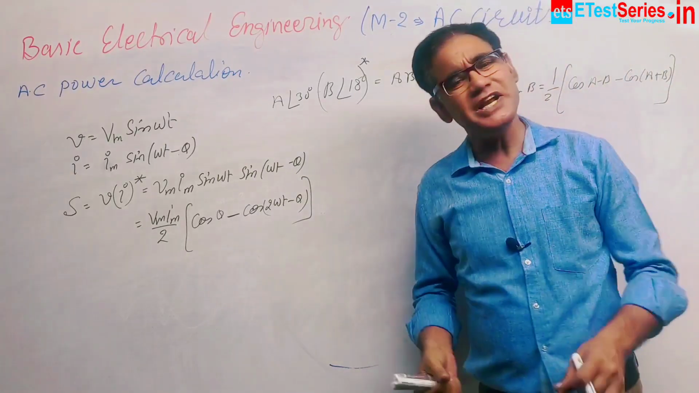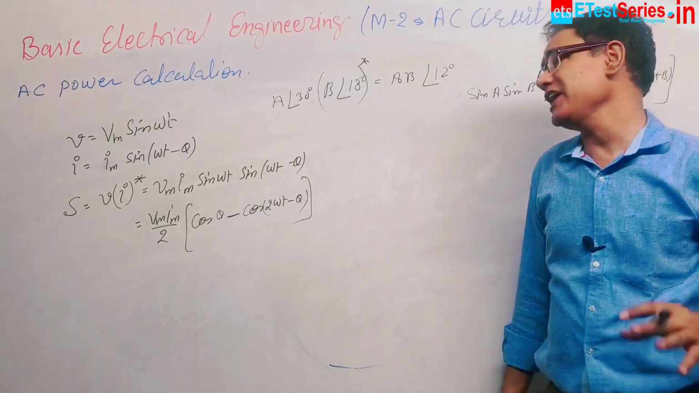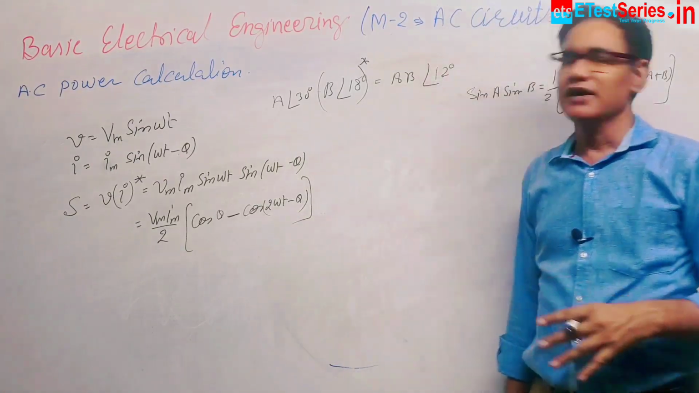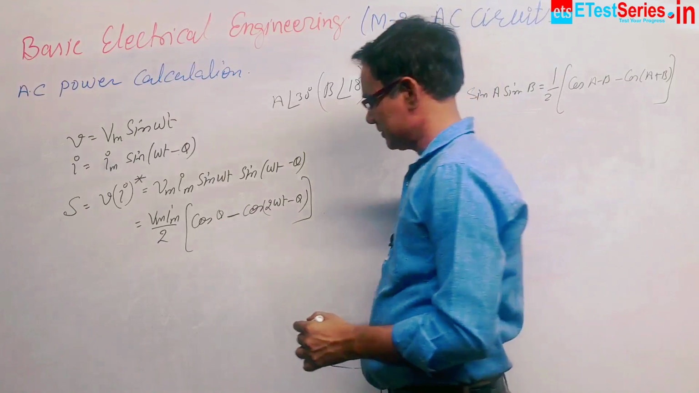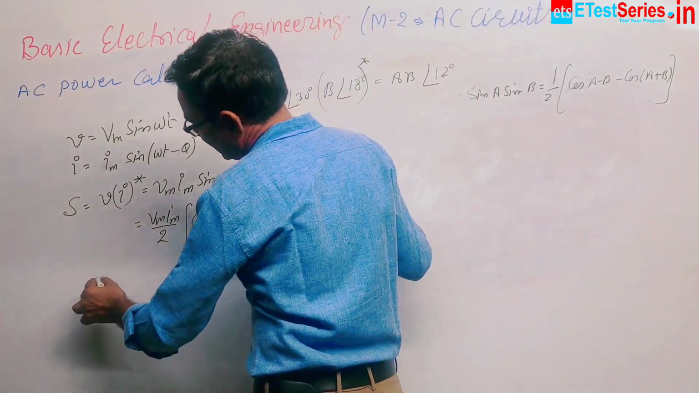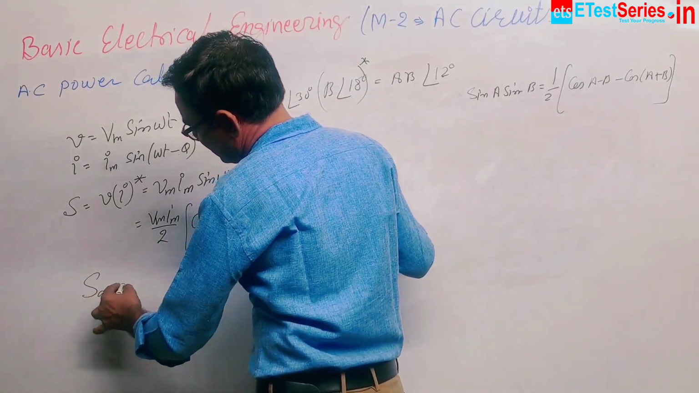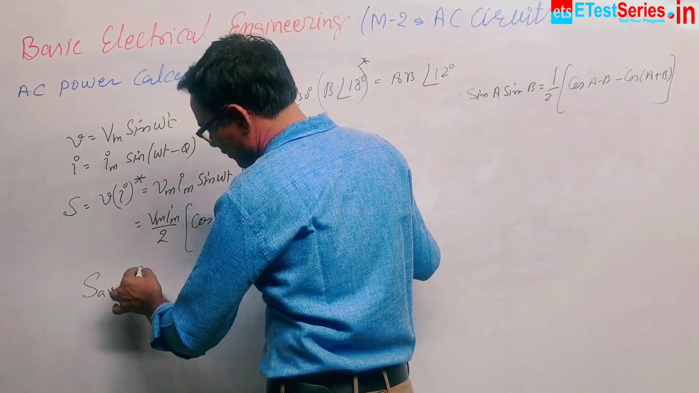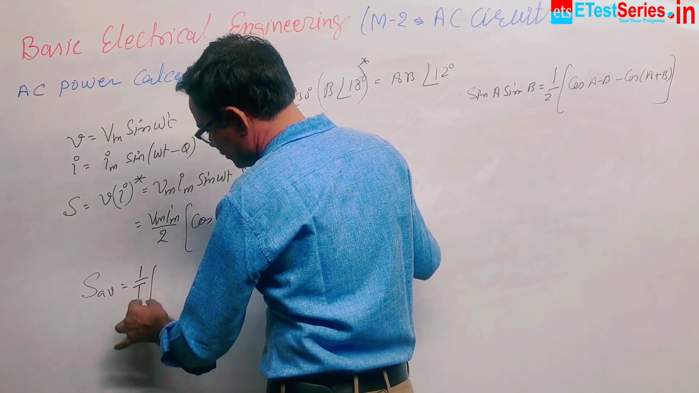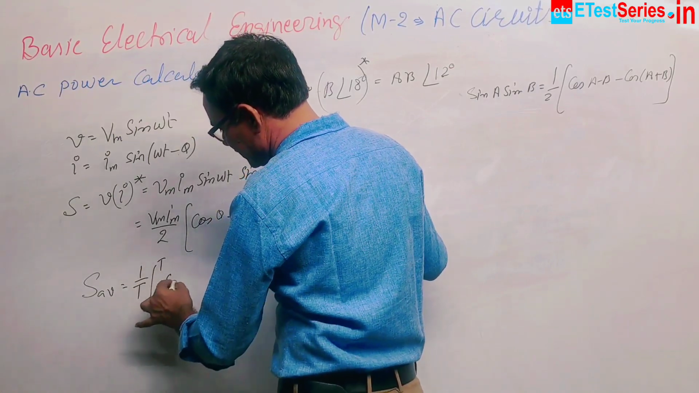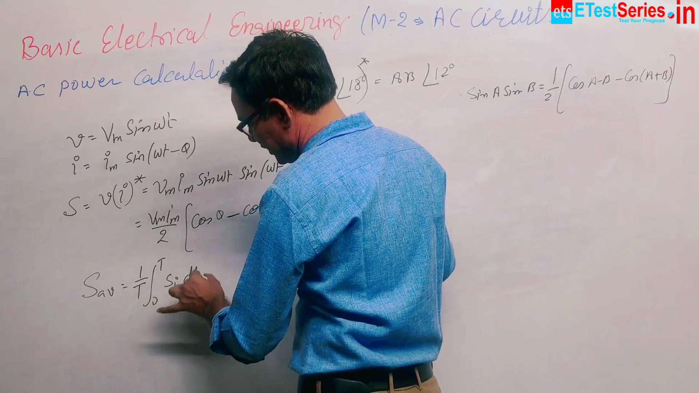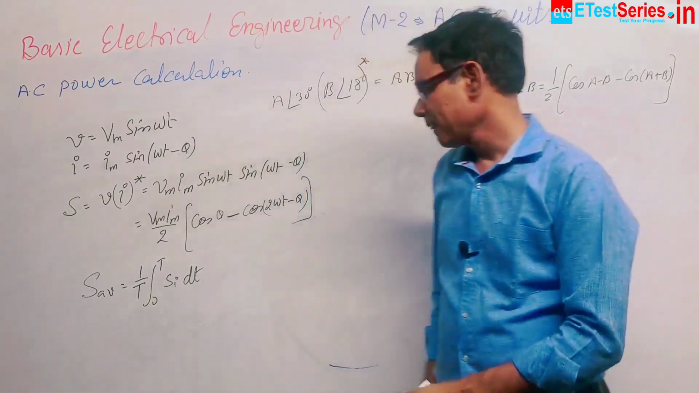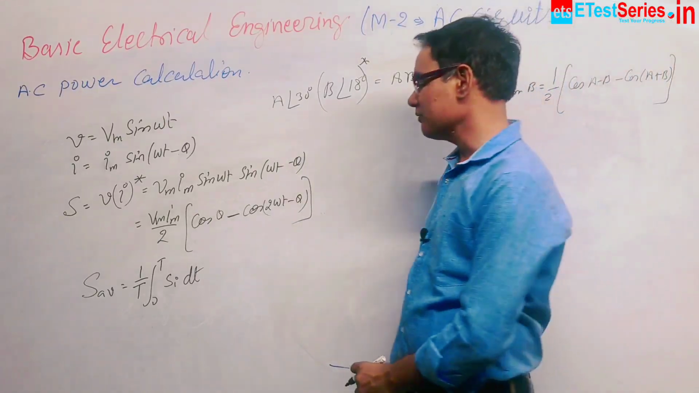Okay. So this is the instantaneous value of the power. If we are taking the average value of the power, then the average value is equal to, what do we take? We take 1 upon T, integral from 0 to T of the instantaneous value into dt, integrated. That gives the average value.